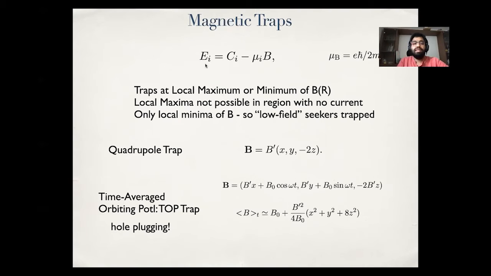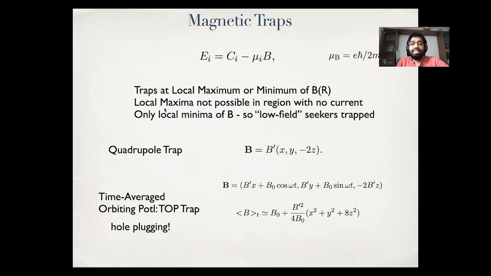So the electron's internal energy level is going to depend on position. As a result, the entire atom's potential energy now becomes mu B of R. Okay, so now how do you trap? Of course, one can trap at a local maximum or a local minimum of such a static magnetic field.